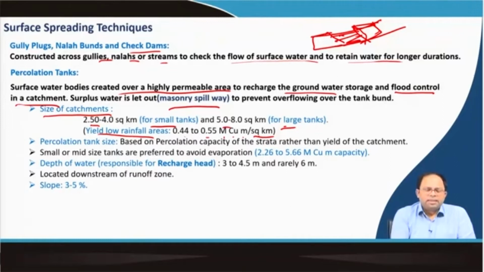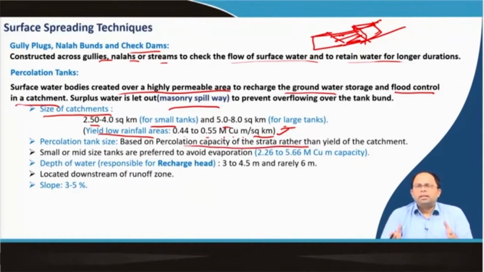The percolation tank size of course is based on the total yield of water or rainfall that falls on that particular area, but it is more important to consider the percolation capacity of that particular strata. So, it is not only the amount of rainfall in that catchment, but the rate at which percolation happens in that area that determines the size of that percolation tank.